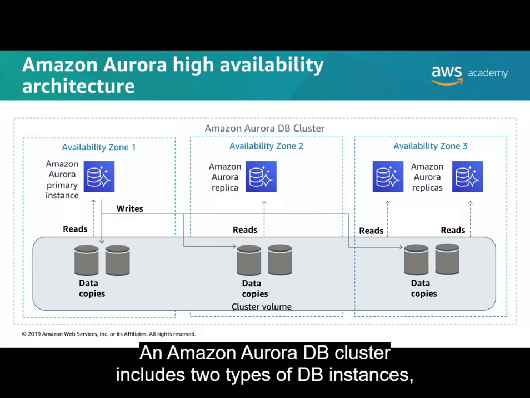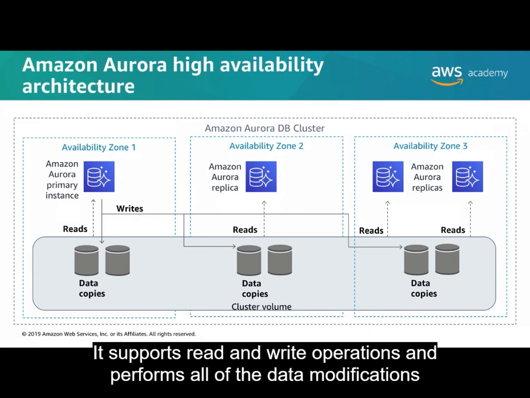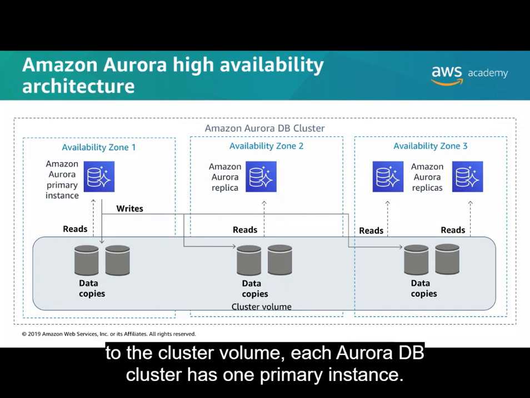An Amazon Aurora DB cluster includes 2 types of DB instances. First, there's the primary instance. It supports read and write operations and performs all of the data modifications to the cluster volume. Each Aurora DB cluster has 1 primary instance.